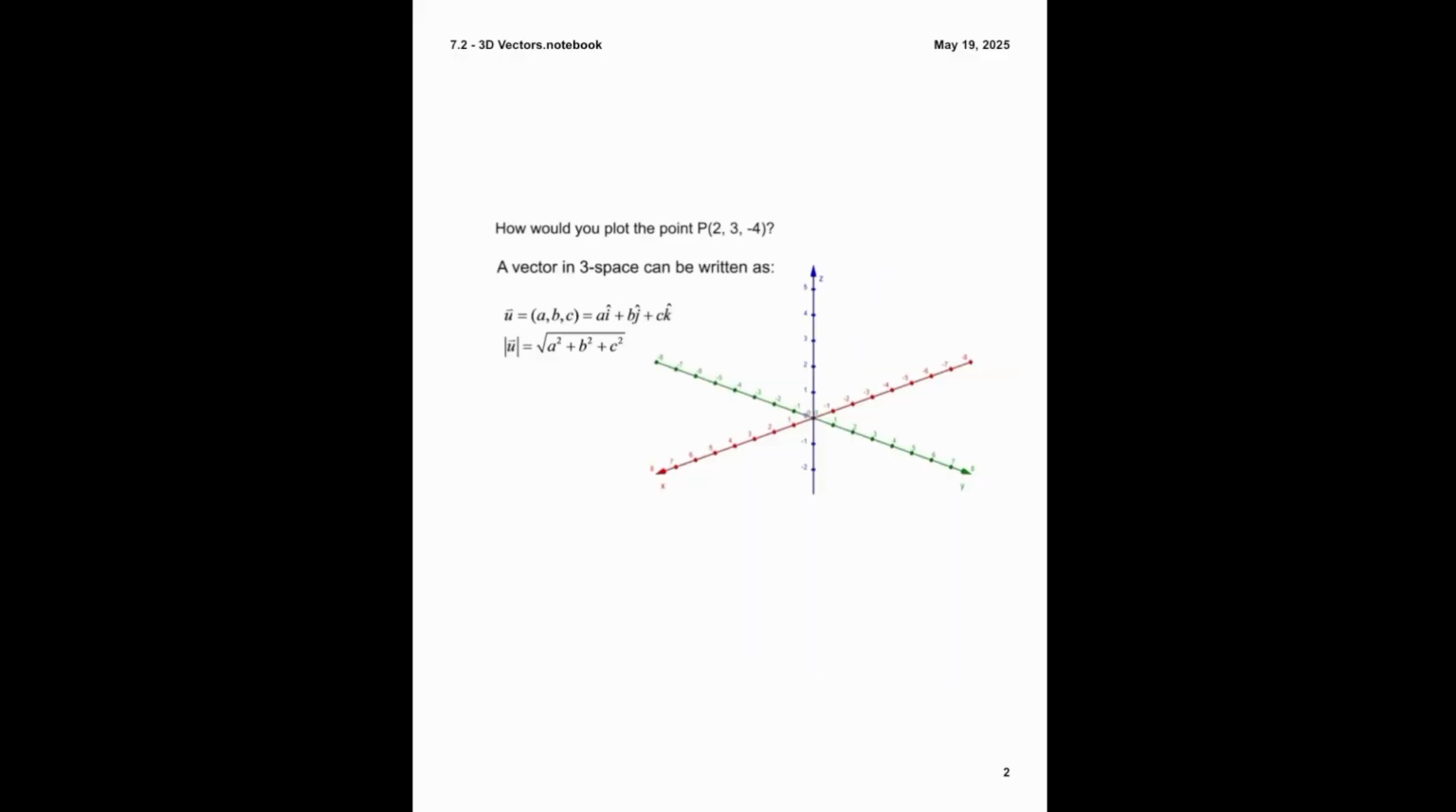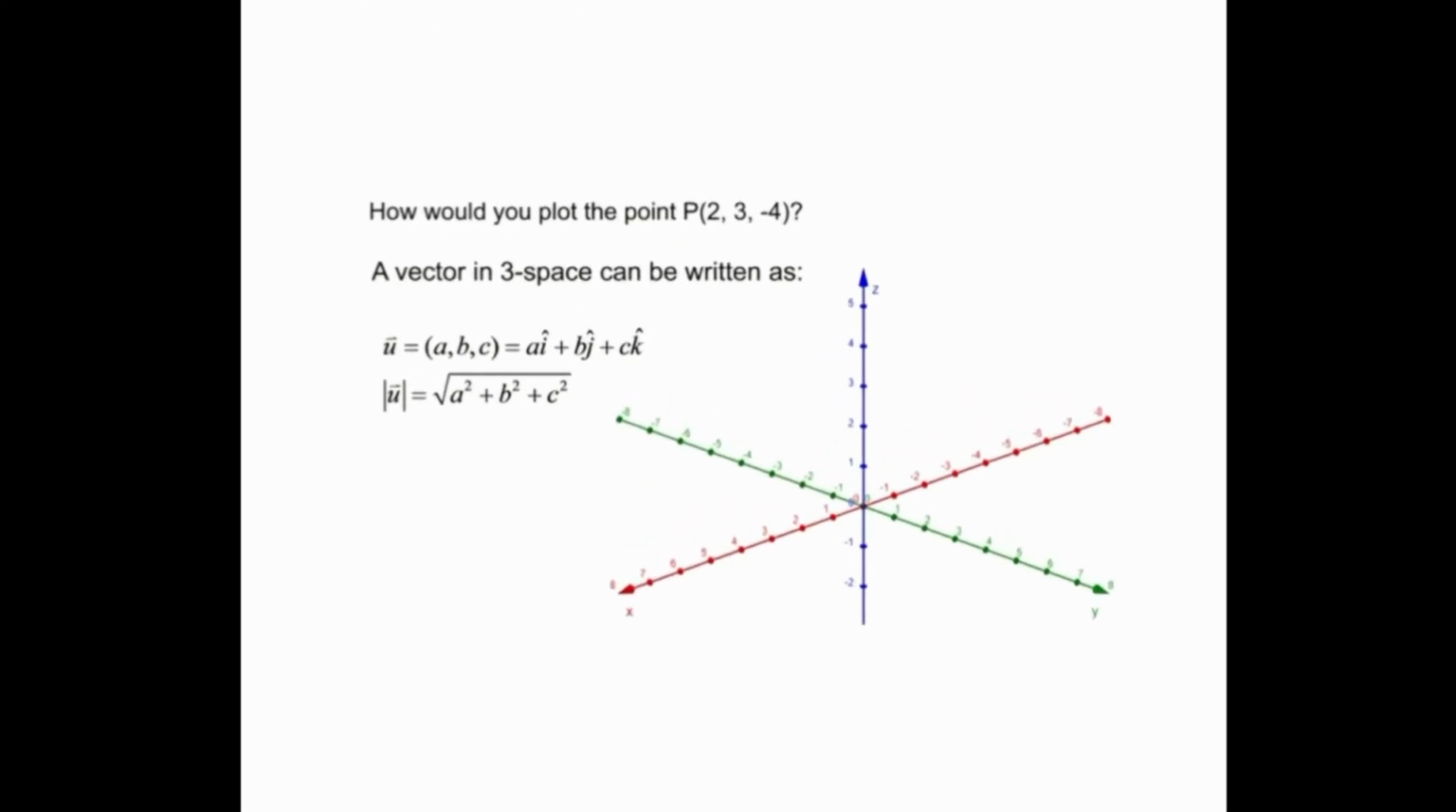Okay, so now that we've laid down that groundwork, let's go back and actually plot the point 2, 3, negative 4. So I've given us our coordinates again, our x, our y, and our z. And remember, the first value will be your x, the second value will be your y, and the third value will be your z.